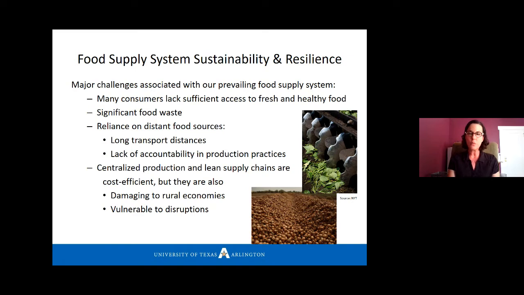Okay, so the reason the supply chain is set up that way is because it's very cost efficient. And in general, that's really good for us because that means that we pay less at the store. But in the larger picture of things, that's not necessarily good. It can be, and it has been, very damaging to rural economies. So if you have your food supply very centralized, with very large scale farms, then what happens to the small scale farms? They can't compete, they go out of business. And that's been very, very tough on rural economies. And then the last point there is that they are very vulnerable to disruptions.